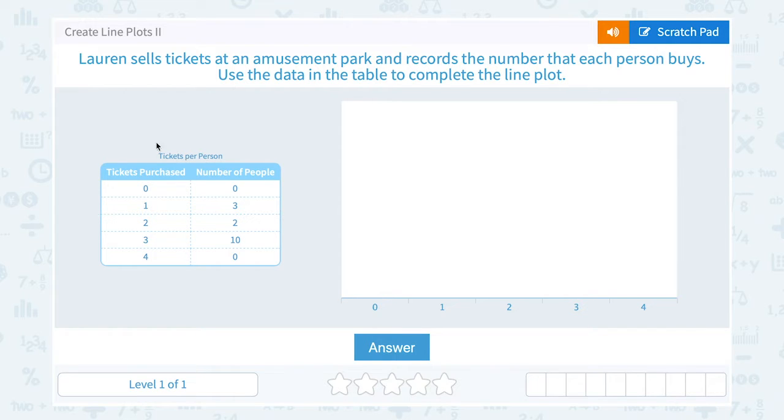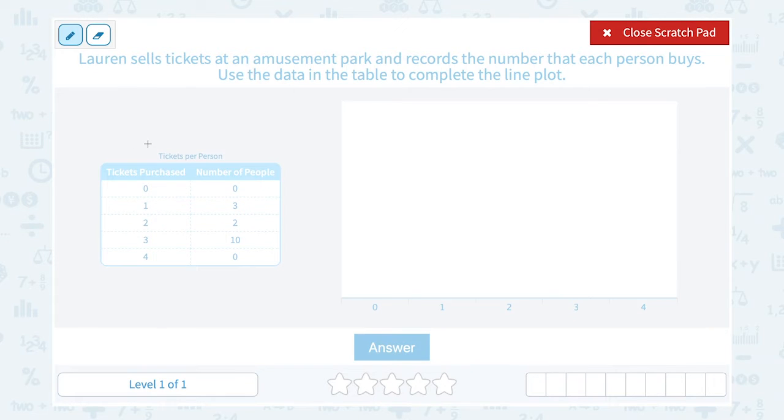Okay, in our table, we can see we have the tickets purchased and the number of people that purchased each number of tickets. It helps us if we figure out which column goes where. Remember, the left column of your table is your X column. The Y column of your table is always on the right. So on the X-axis, we would have all the things in this X column. These numbers, 0, 1, 2, 3, and 4, represent the tickets purchased.